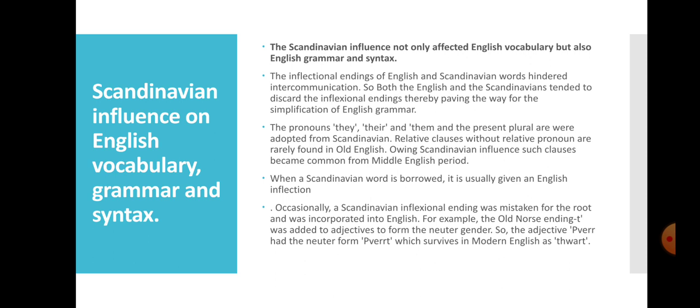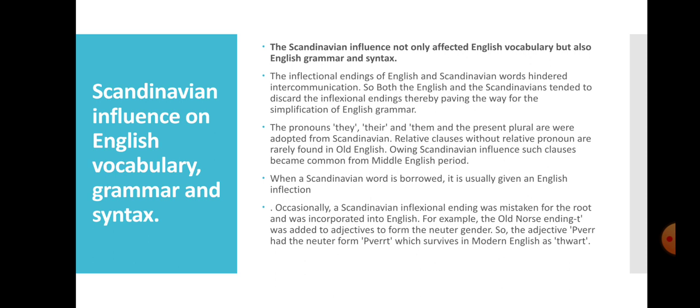Usually, when a Scandinavian word is borrowed, it is given an English inflection. The Scandinavian words were borrowed into the English language. When a Scandinavian word is borrowed, if there is any inflection, these words were given an English inflection.